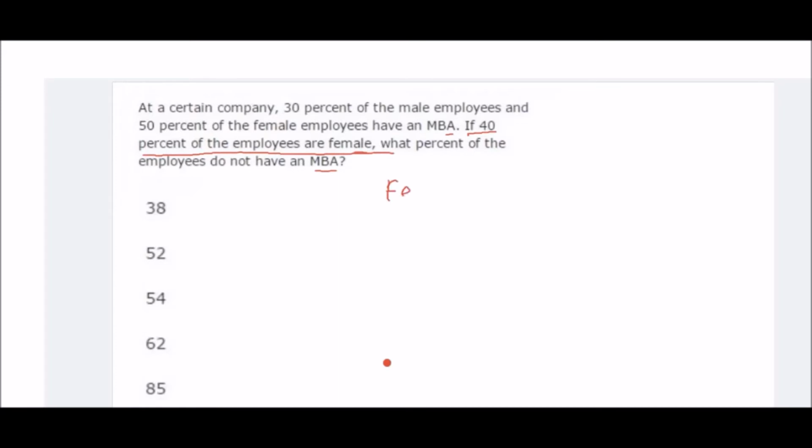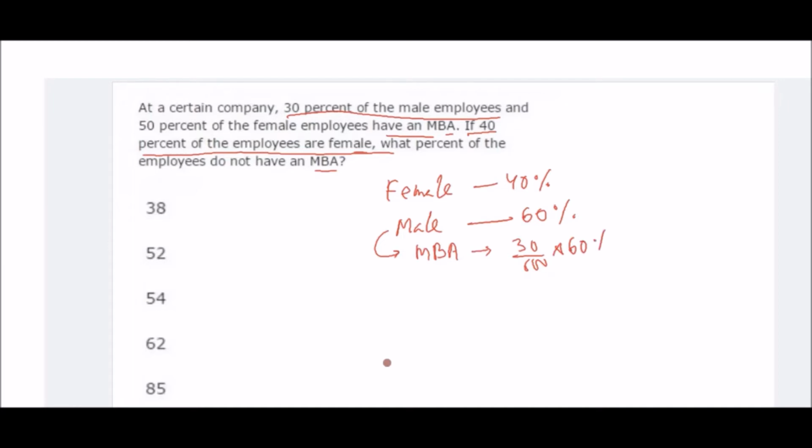So females are a total of 40% and males will be 60%. Here it is given that 30% of the male employees have an MBA. So for males, the MBA percent will be 30% of 60%. That becomes 18%.